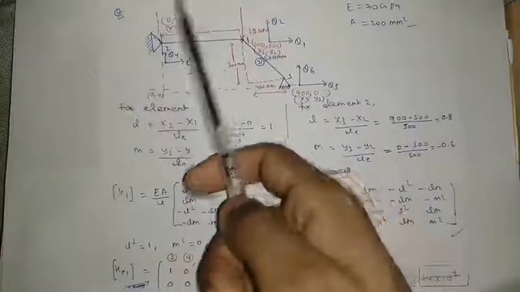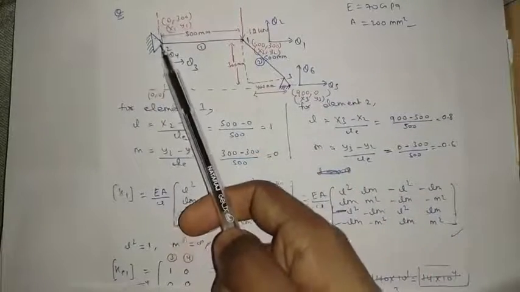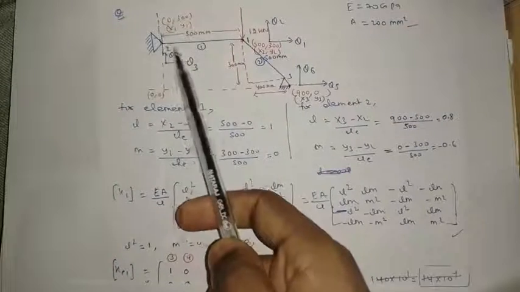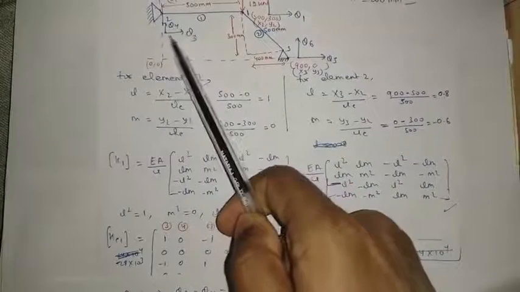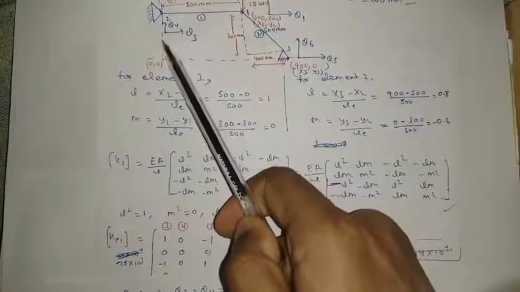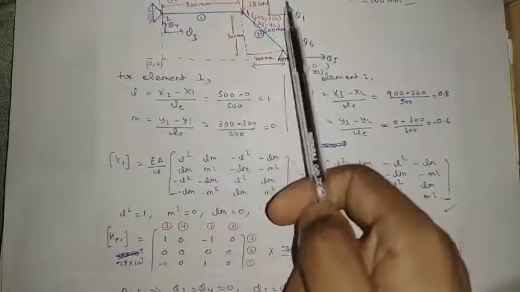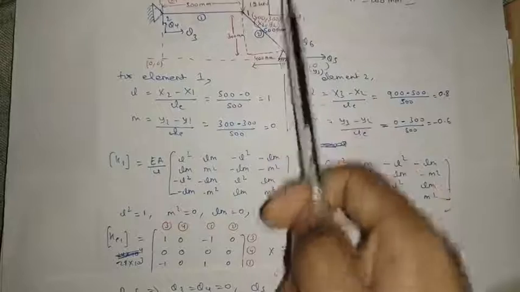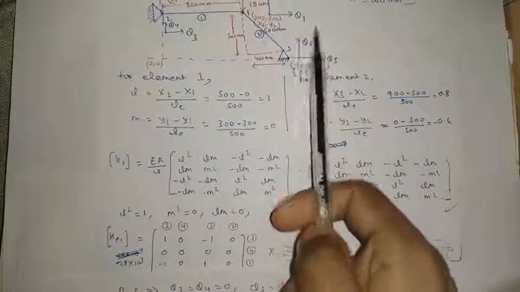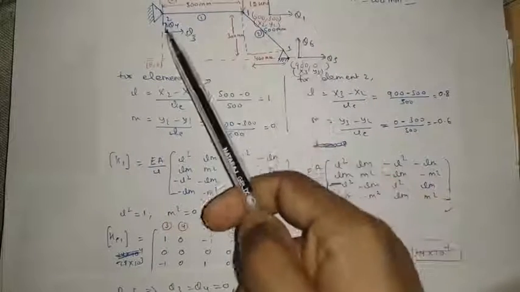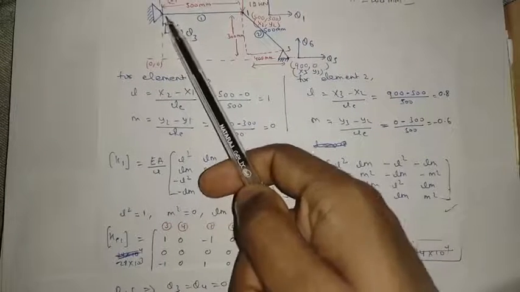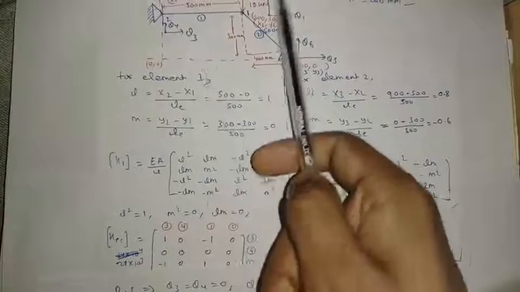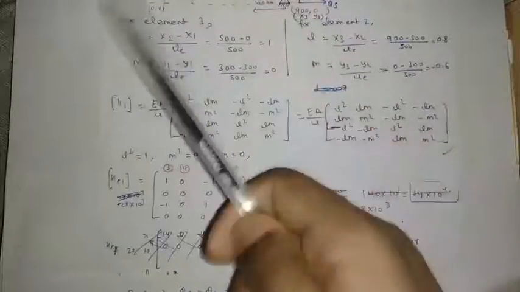Watch carefully. We are going from this node to this node. So for element 1 we have node 2 and node 1. For node 1 we have displacements 3 and 4. First you write the x-axis value, then the y-axis value. Whichever direction you go, you have to write the x-axis value first and then the y-axis value. That is q3 and q4, q1, q2. The order doesn't matter, but you must first take the x-axis.